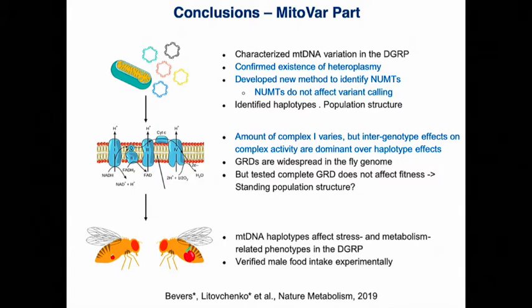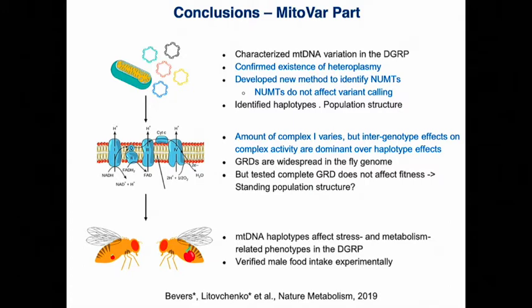We also showed that we have phenotypic variation in some of the complexes of the mitochondrial electron transfer chain. There are intergenotypic effects that seem to dominate, however, over haplotype effects. So that's why I didn't really mention it. The intergenotype variation is larger than that of the haplotypes. This is what we found. GRDs are widespread in the fly genome, but the tested complete GRD did not affect fitness.